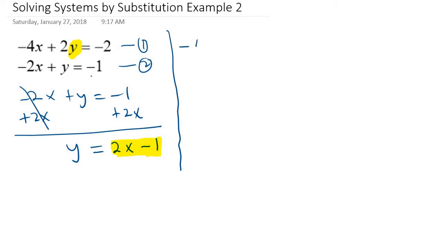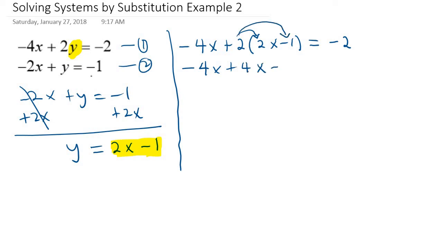We'll copy everything the way it is, but when we get to y, we're going to use a parenthesis and then substitute 2x minus 1 in its place, and then continue with the equation. Alright, so next thing is to try to simplify the left side by using the distributive property. 2 times 2x is 4x, and then 2 times -1 is -2.